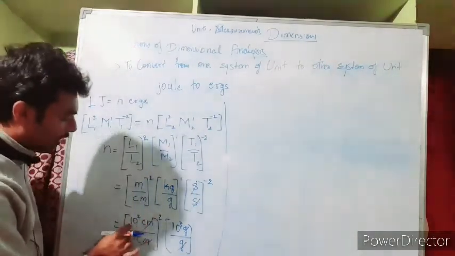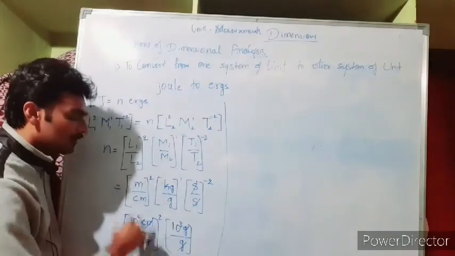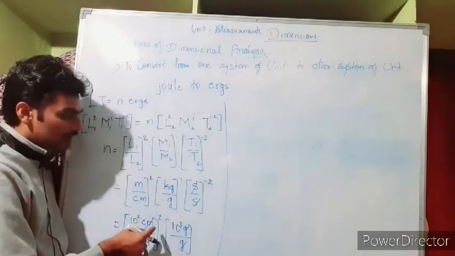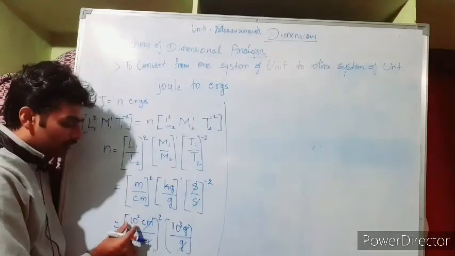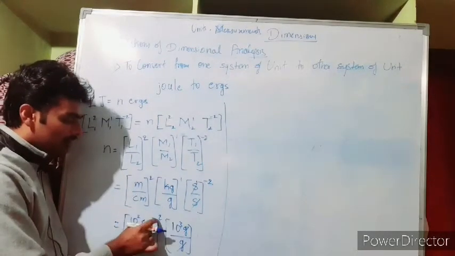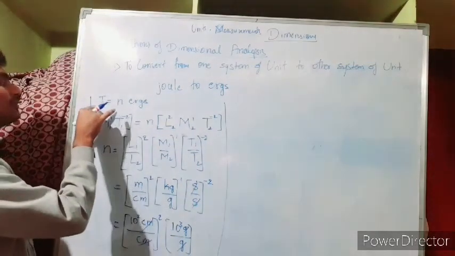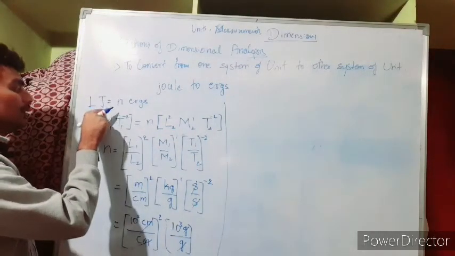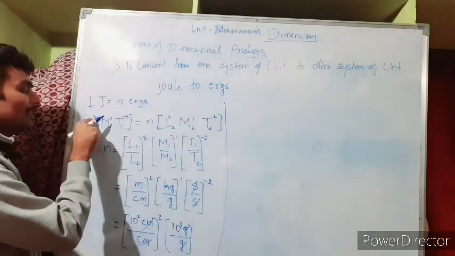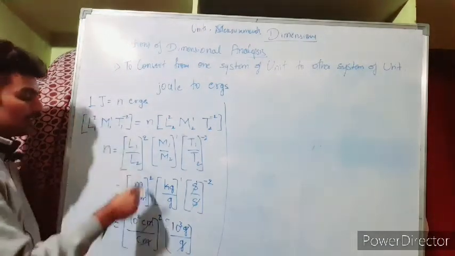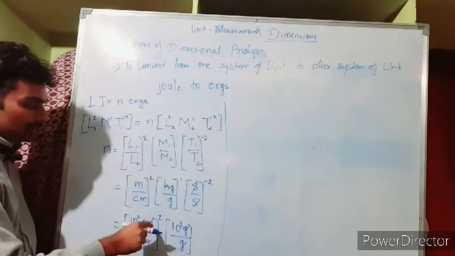Now what we are left with is 10 squared whole squared, isn't it? So this 10 squared is from the conversion. This whole squared is because the dimension of joule has a length raised to 2. That's the reason we have this 2 here.